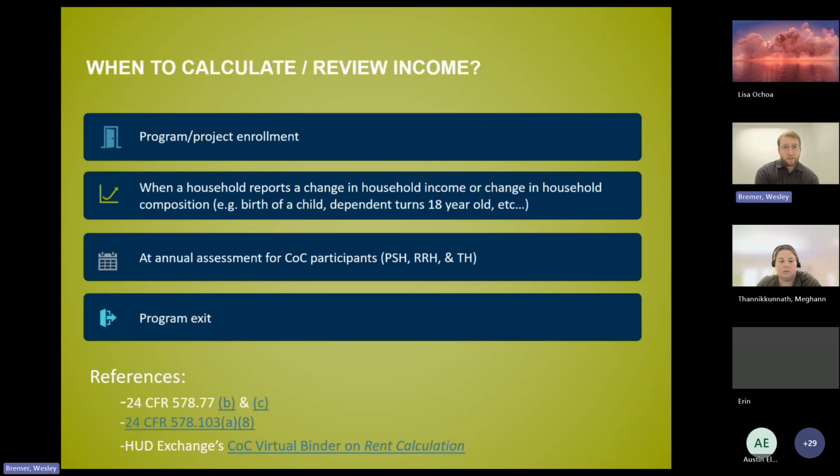Also, this gets into the interim calculations. When a household reports a change in their income or a change in the composition, for example, the birth of a child or a dependent turns 18, then that may be a moment for an interim income calculation.